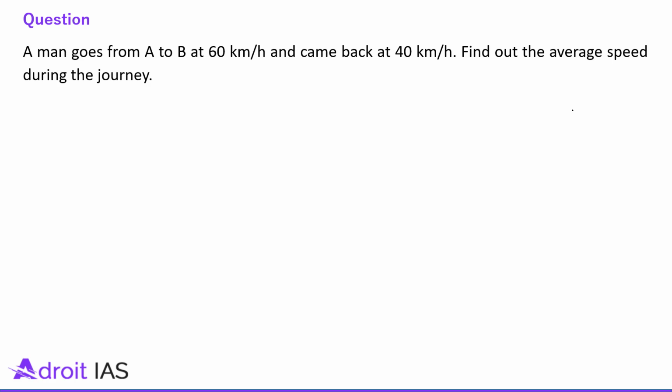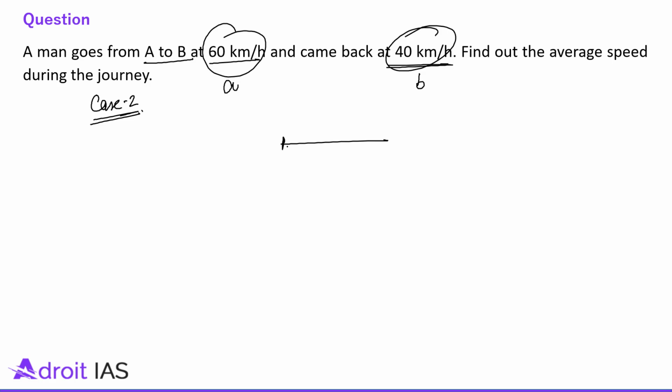Okay. Next question says, a man goes from A to B at 60 km per hour and came back at 40 km per hour. Find out the average speed during the journey. This question is based on case 2. So friends, this is A and this is B. He is going with the speed of 60 and coming back with the speed of 40.